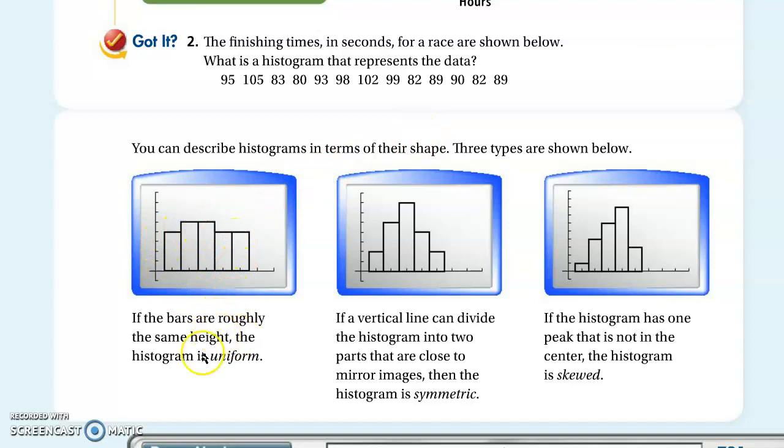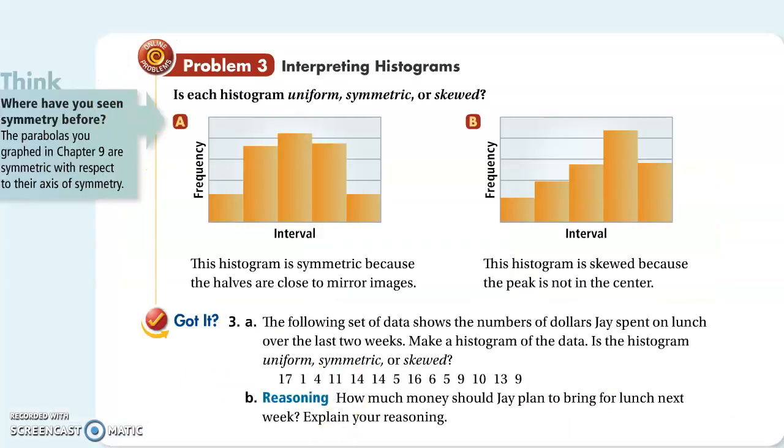Now you can also describe histograms in terms of their shape, where if the bars of the histogram are roughly the same height, we're going to call that uniform. If you have them so that there's a peak in the middle, and it's almost symmetrical on both sides, we're going to call this symmetric, where it's kind of close to a mirror image on both sides. Or if the histogram has one peak and it's not in the center, then we're going to call it skewed. So we have 3 terms: uniform, symmetric, and skewed.